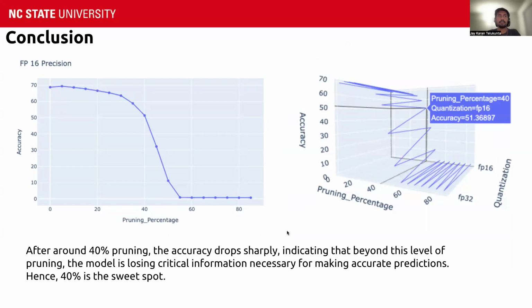So from our experiments, we can conclude that the 40% pruned model, FP16 quantized model, is good for making accurate predictions and is the sweet spot for our dog breed classification.